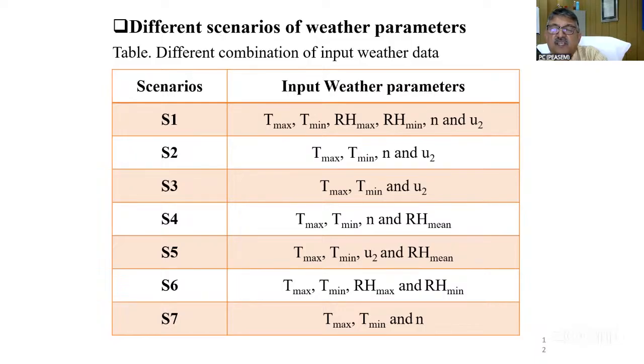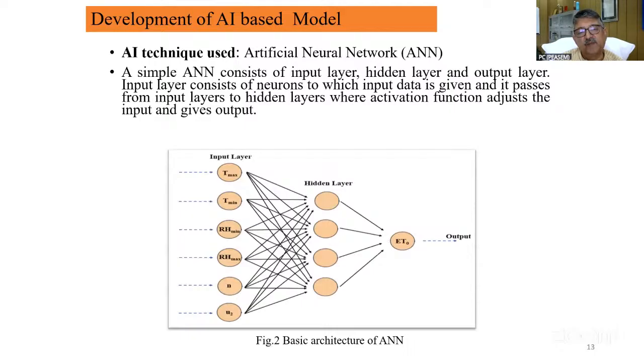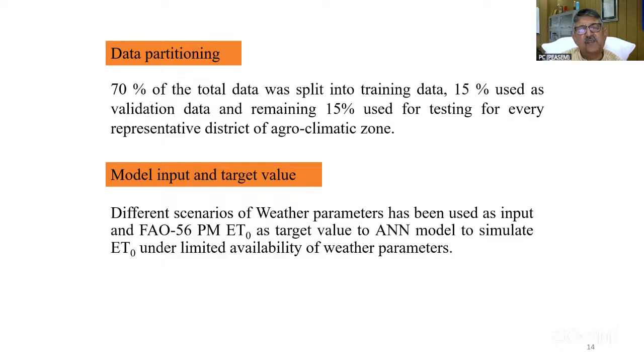In scenario 1, it was temperature minimum and maximum, relative humidity minimum and maximum, sunshine hours, and wind speed. In scenario 2, it was minimum and maximum temperature. Here we left out RH. In scenario 3, it is minimum and maximum temperature and wind speed. In scenario 4, we left out wind speed, and in the last scenario, it was minimum and maximum temperature and sunshine hours only. And of course, we developed the AI-based algorithm, and we partitioned the data in a way that 70% of the total data was separated into training data, 15% used as validation, and the remaining 15% was used for testing for every representative district of agroclimatic zone.